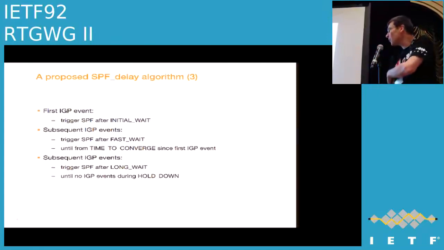And you say, for 1 or 2 seconds, I let my network react to the failure. And if it didn't work, the failure is bigger than you can expect, and you jump to the third phase, which is long wait. And you stay in long wait until the IGP is stable for all down.